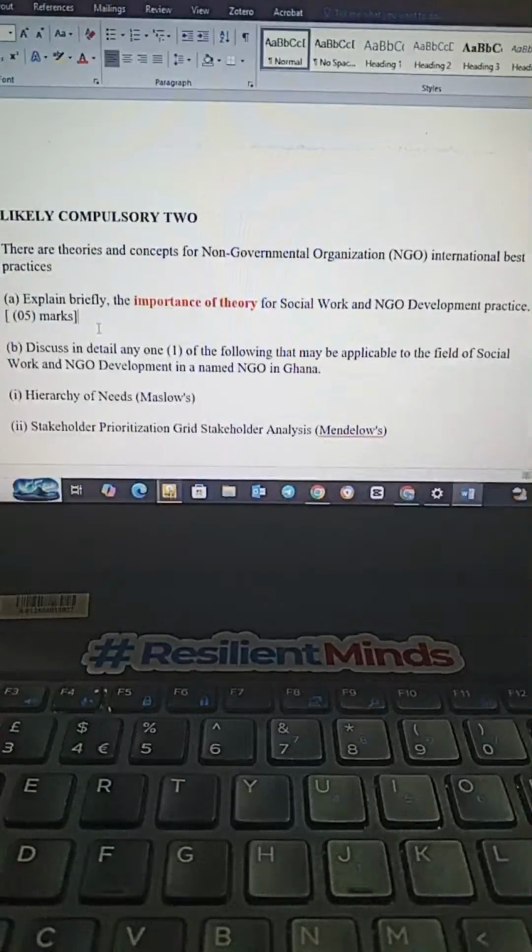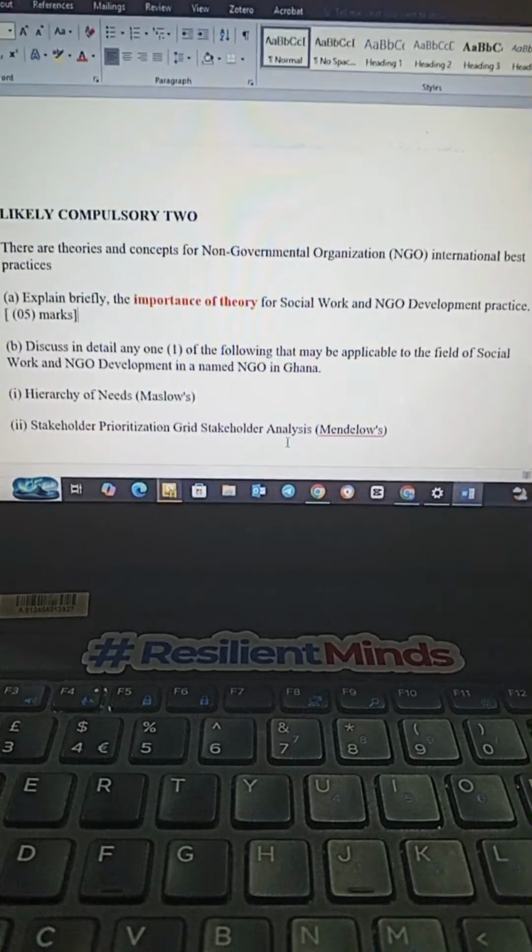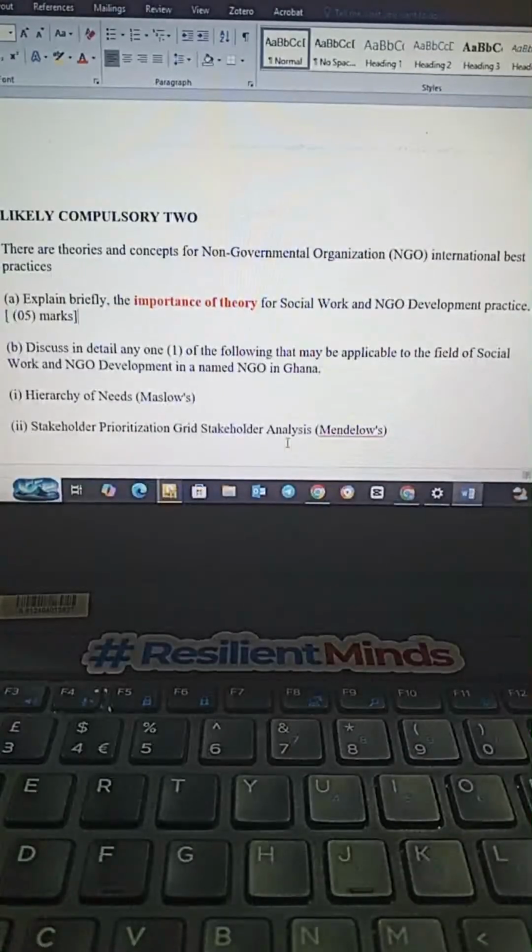Now we are done. Question number 2, composition question 2B. It says, discuss in detail any one of these. I was just contemplating these questions, but I know he has taught you the hierarchy of needs by Maslow and also the stakeholder prioritization grid, the stakeholder analysis by Mendelow. So I decided to add these two questions to make up question number 2. Now, how will you solve this question?